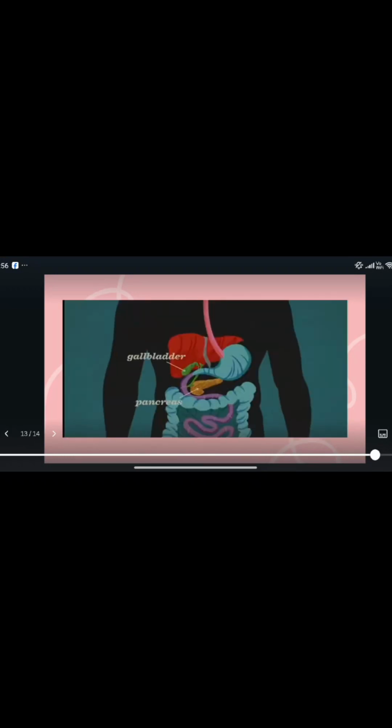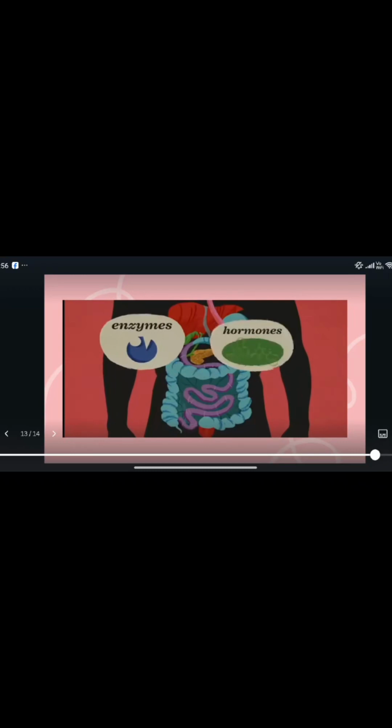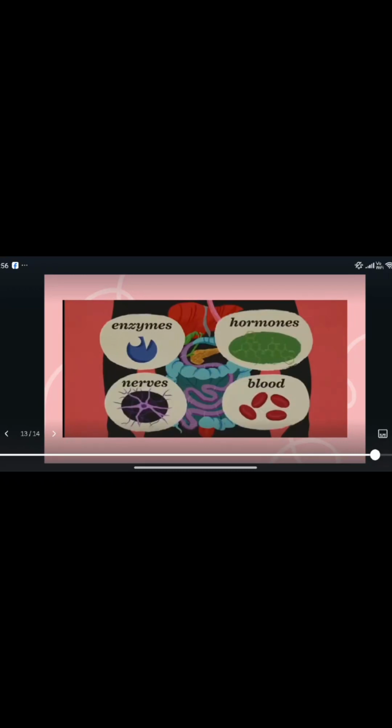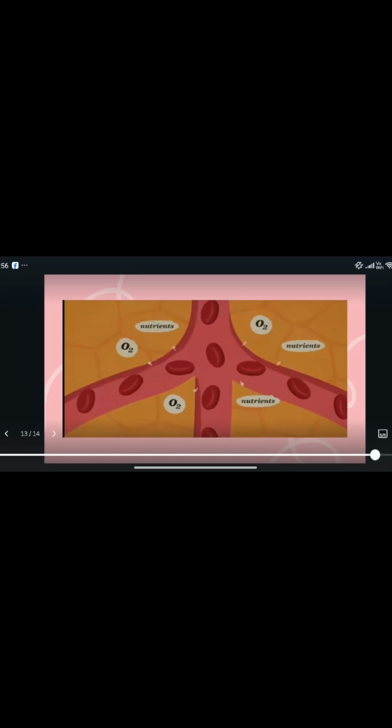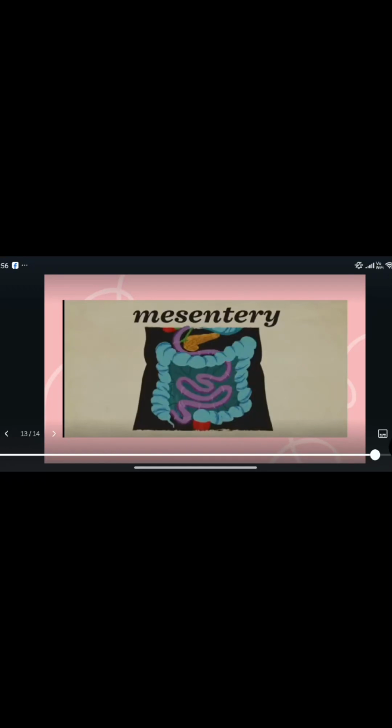Second, there's the pancreas, gallbladder, and liver, a trio of organs that break down food using an array of special juices. Third, the body's enzymes, hormones, nerves, and blood all work together to break down food, modulate the digestive process, and deliver its final products. Finally, there's the mesentery, a large stretch of tissue that supports and positions all your digestive organs in the abdomen, enabling them to do their jobs.